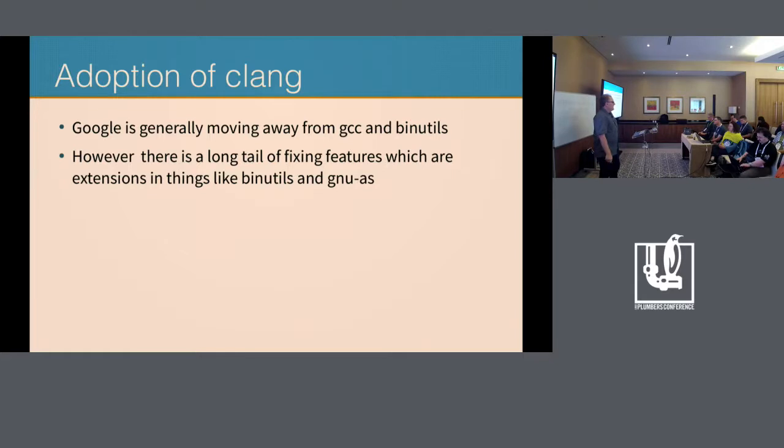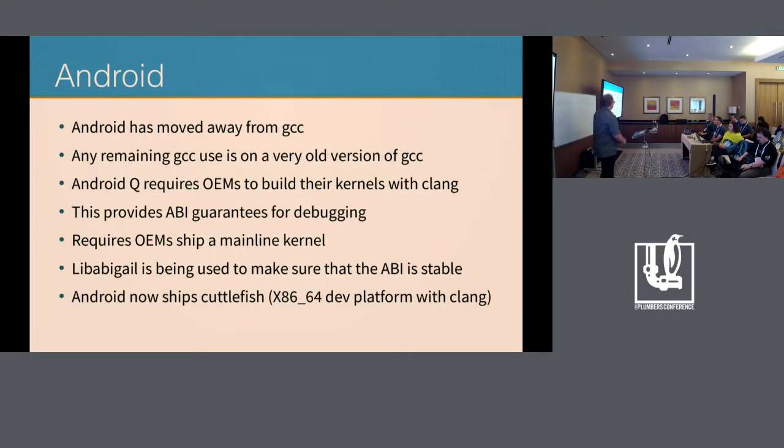And so the first thing, of course, is talking about Android. Android, in fact, had largely moved away from GCC to Clang several years ago.